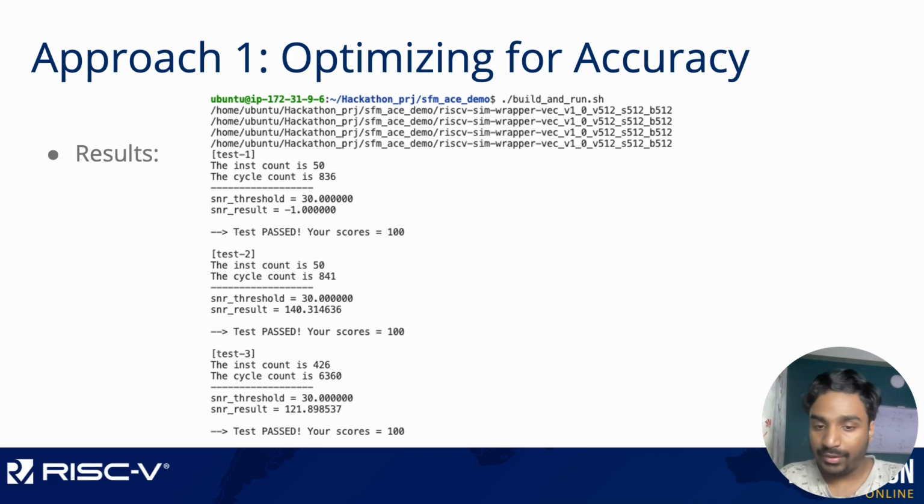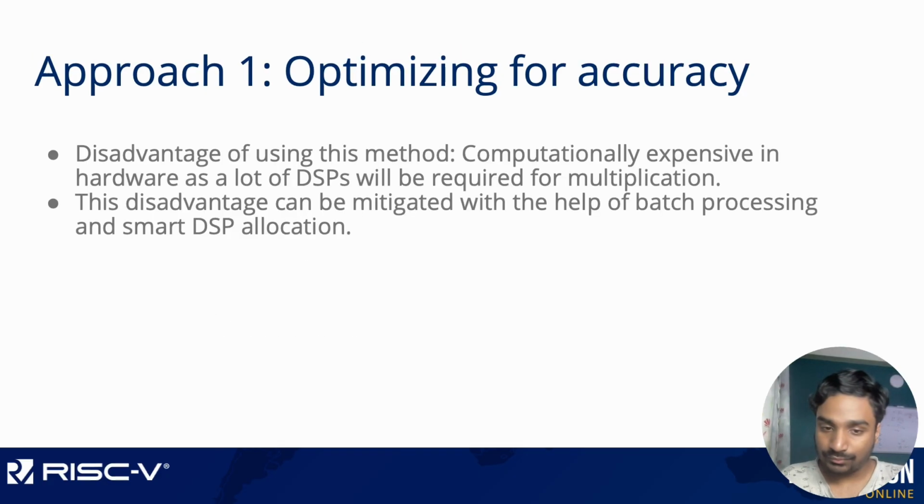I think I do pretty good in the signal to noise ratio, but there's a loss in the cycles because originally the template implementation takes about 800 cycles for test 1 and test 2, and for test 3 it takes about 5600 cycles. So of course there's a dent over here. Therefore I tried to come up with another approach which tried to balance accuracy with speed. Let's have a look at that.